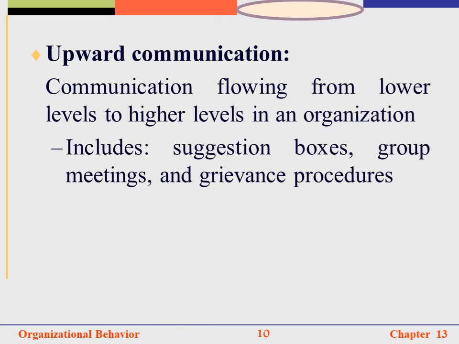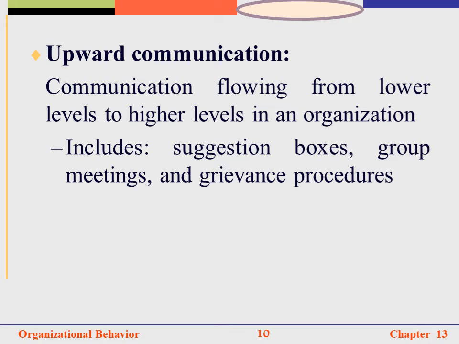The upward communication. This is communication flowing from lower levels to higher levels in an organization. This means that the communicator here is at a lower level than the receiver, right? So the receiver here is the upper level and the communicator is the lower level. This includes suggestion boxes, group meetings, and grievance procedures. Grievance procedures, we call them complaints and grievances from the subordinate to the management.